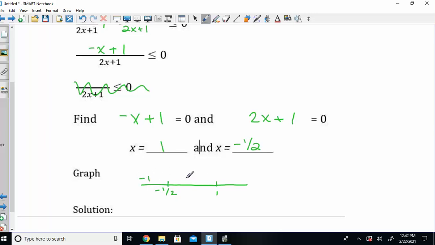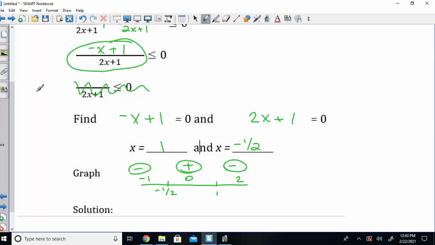If you did test points, you do smaller than negative 1/2, in between them, and bigger than 1. And we're plugging it in right here. So if I put in a negative 1, I get a 1 plus 1, that's positive. Negative 2 plus 1 is negative, so that whole section becomes negative. If I put in a 0, I get 1 over 1, which is positive. If I put in a 2, I get negative 1 over 5, which is negative. Which answers did I want?